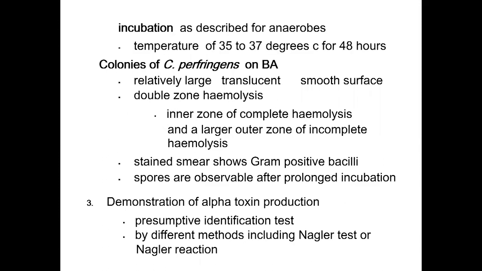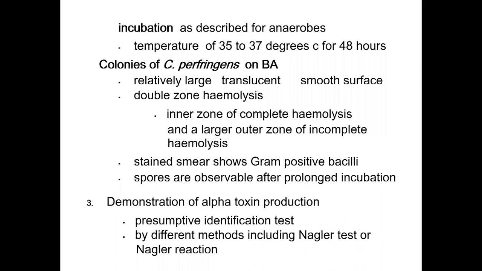So incubation methods we have described again, and temperature 35 to 37 degrees centigrade for about 48 hours. They will take a little longer to grow than other bacteria. Then the colonies of Clostridium perfringens are different from the colonies of other bacteria in that they have a double zone of hemolysis. In terms of size, we described them as being relatively large.